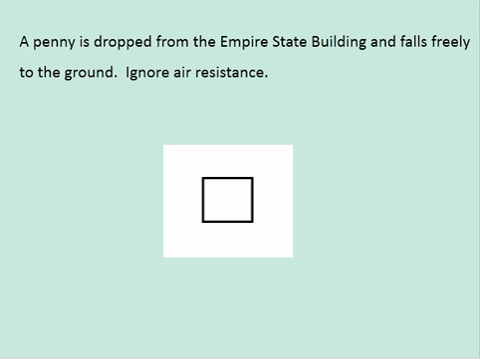Let's look at some quick examples. Here we have a penny. It's dropped from the Empire State Building and it falls freely to the ground, and it tells us to ignore air resistance. So I have my box that represents my penny. If you remember from free fall, when we talk about ignoring air resistance, the object is only moving under the influence of gravity. So the only force that is affecting this penny's motion is gravity.